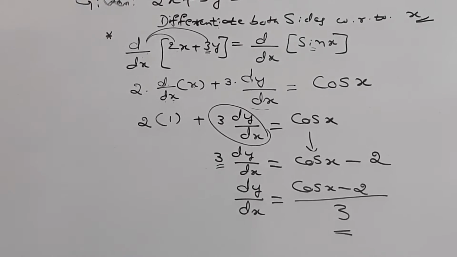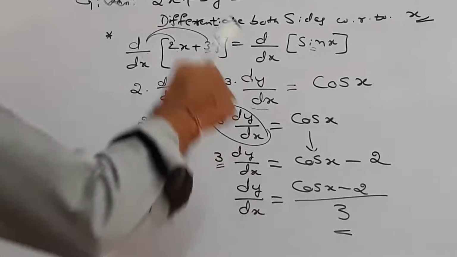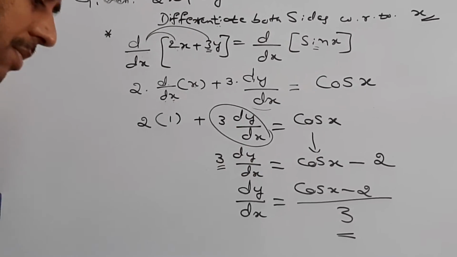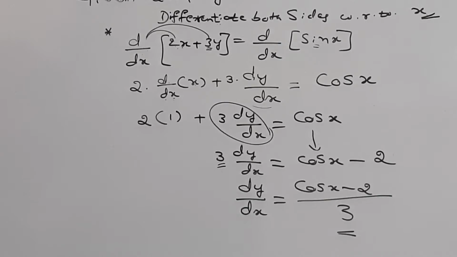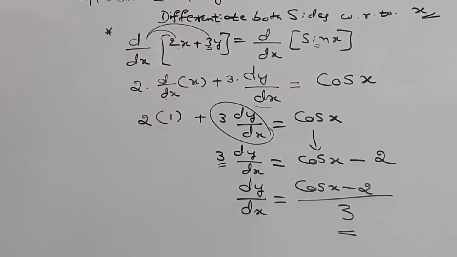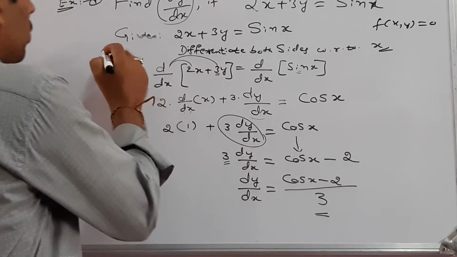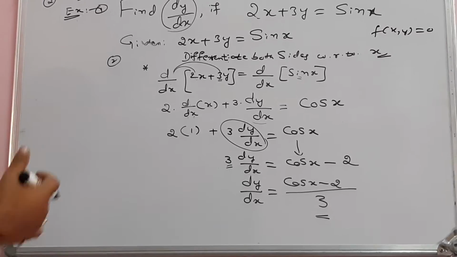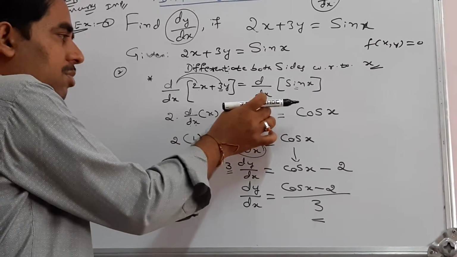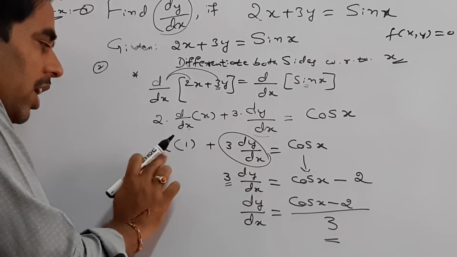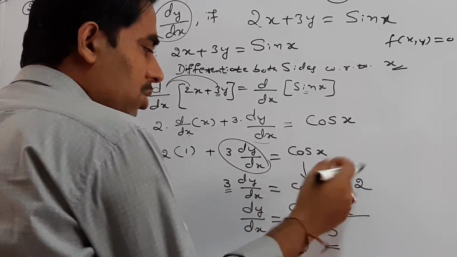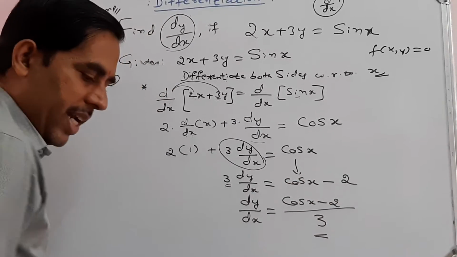So this is the way to differentiate these implicit functions. I got the derivative as this much. This is for 2 marks. In this way we have to separate the terms which contain dy by dx on one side, shift all the remaining terms to the other side, then calculate dy by dx.